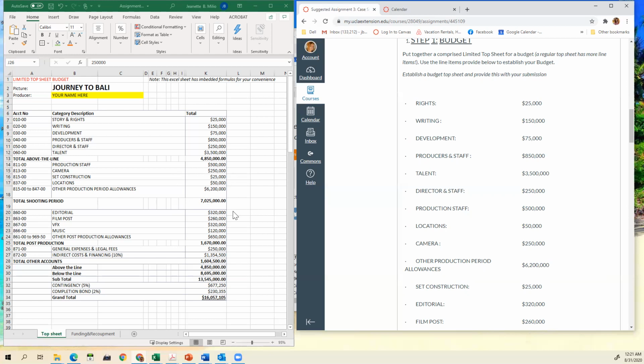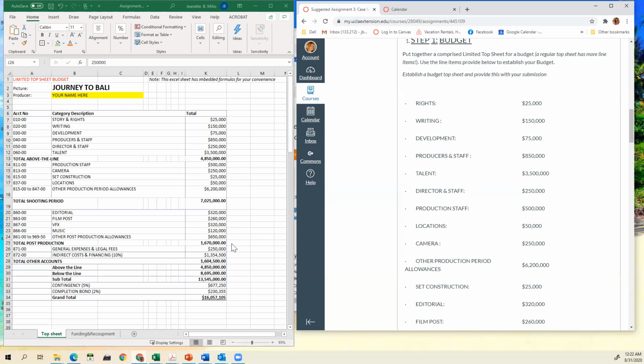Okay. Now we're going into the post-production. For all the editing, we're assuming $320,000. Film post, which is sound and color correction, $260,000. Visual effects, 320. For the music, we're calculating 120,000. And then we have some other post-production allowances that we're going to put in here for 650,000, which makes our post-production budget around 1.67.